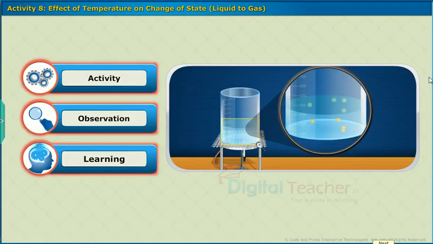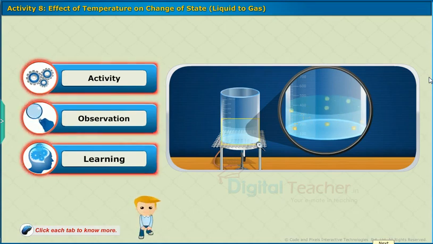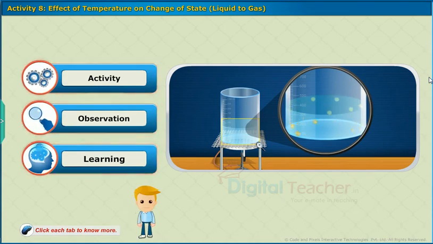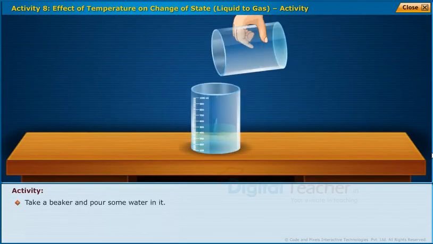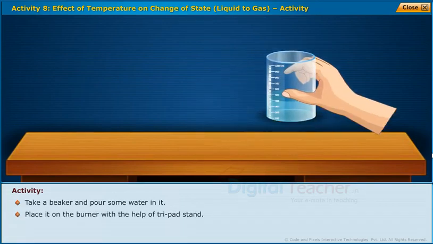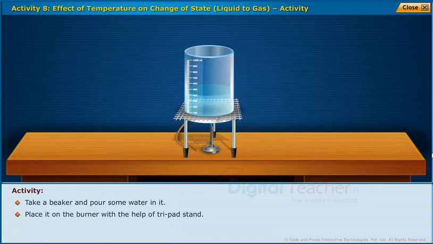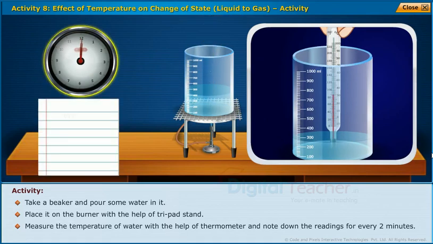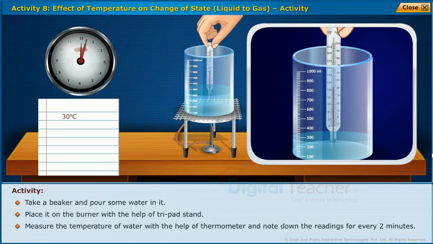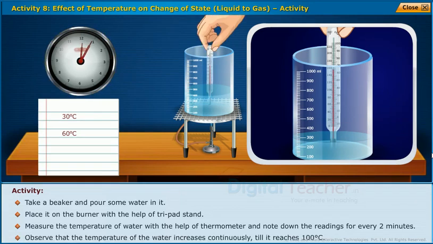Here, let us perform an activity to know the effect of temperature on change of state. Click each tab to know more. Take a beaker and pour some water in it. Place it on the burner with the help of a tripod stand. Measure the temperature of water with the help of a thermometer and note down the readings for every 2 minutes. Observe that the temperature of the water increases continuously till it reaches 100 degrees Celsius.